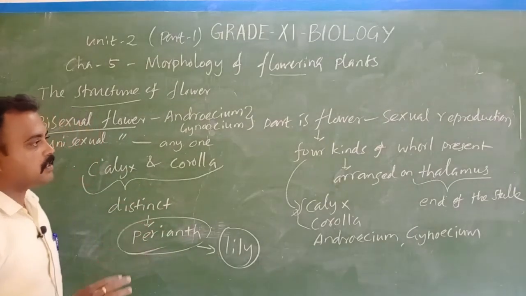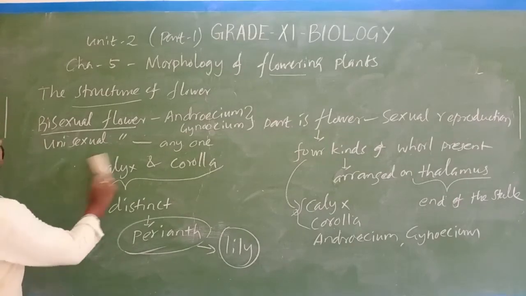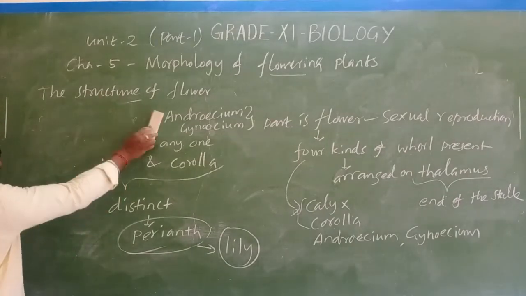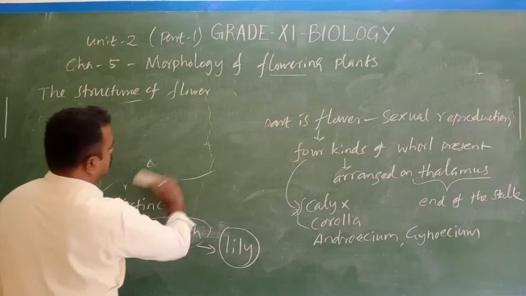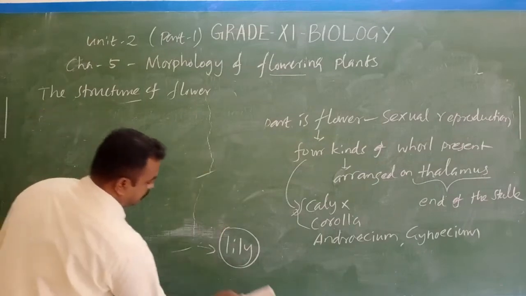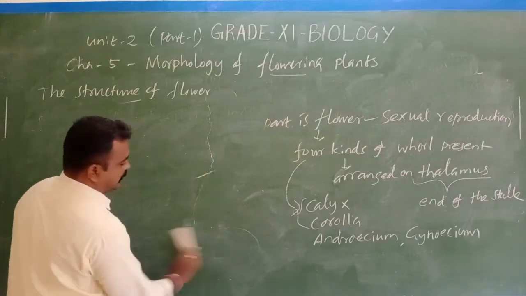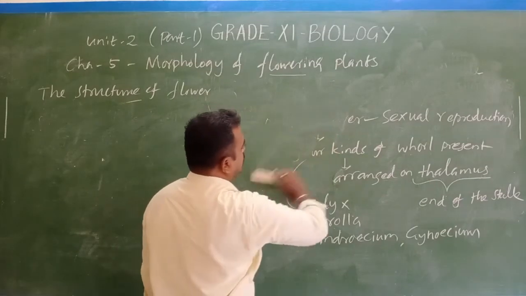Next we are going to see about symmetry, because in animals we have seen symmetry: bilateral symmetry, radial symmetry, asymmetry.